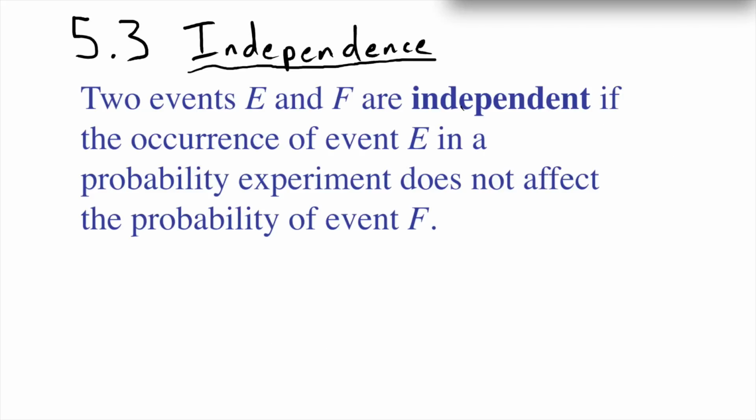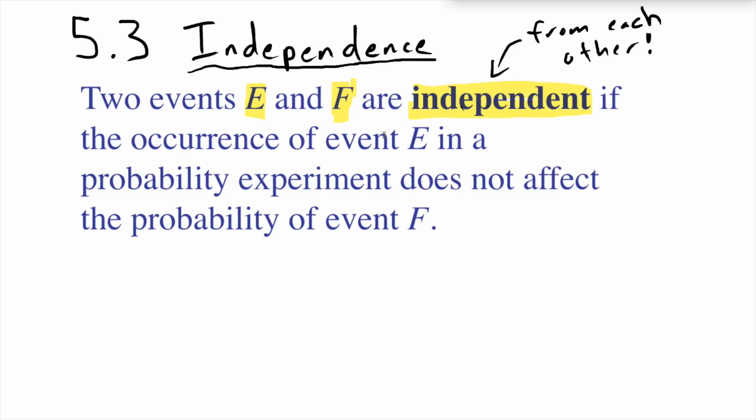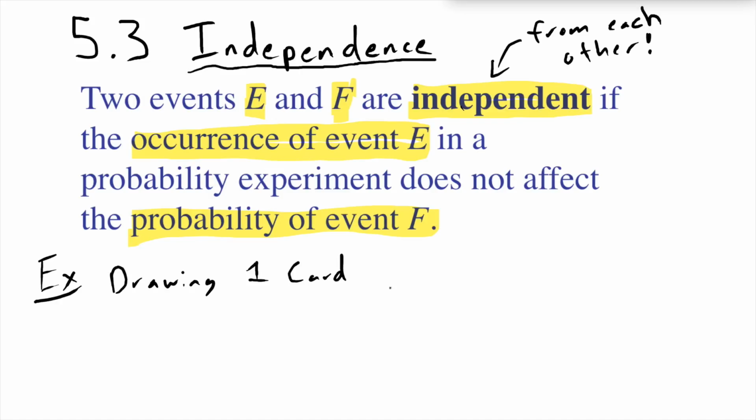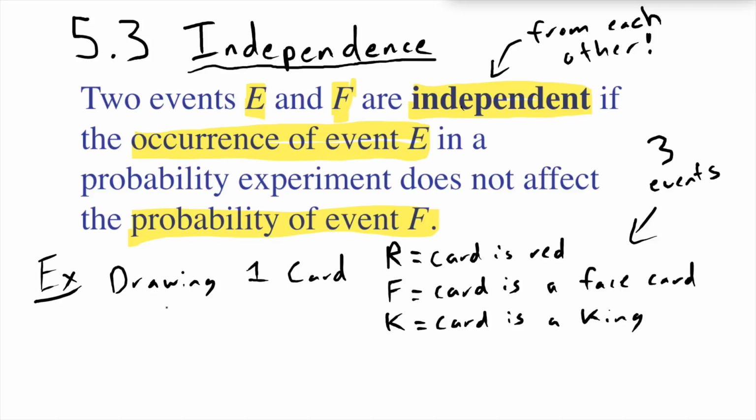The book's definition of independence talks about two events, which they're calling E and F here. They're independent if the occurrence of event E doesn't affect the probability of F. So let's look at an example: drawing a single card from a deck. And I'm going to define 3 events here. And we could wonder, are these events independent from one another?